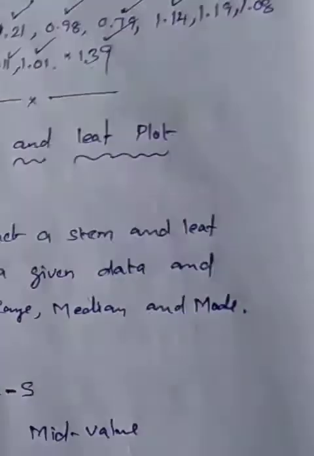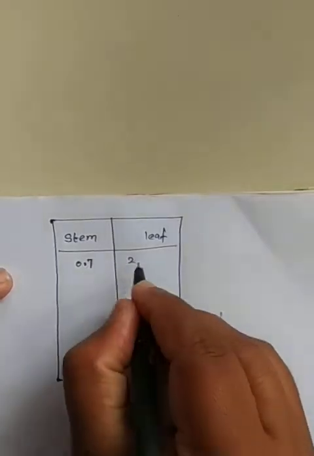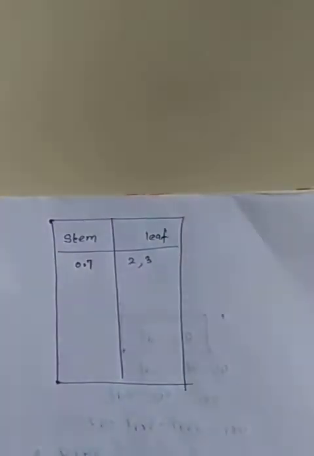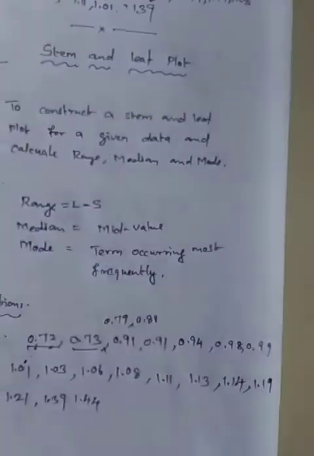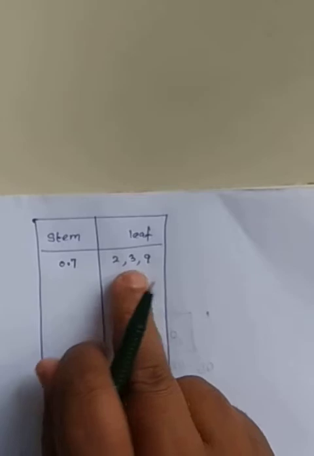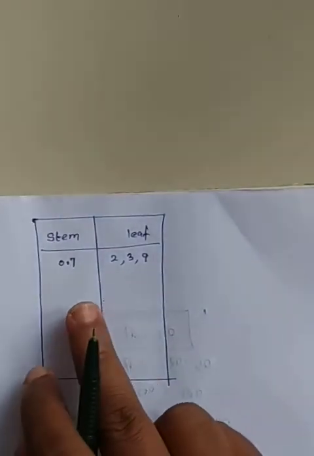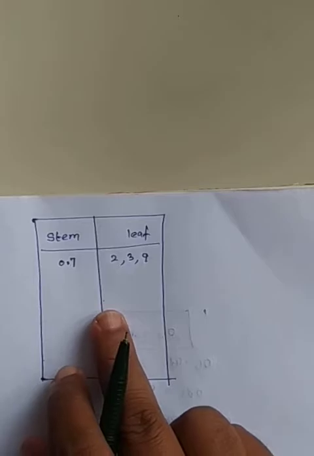Okay, so the next one, what is that? Same thing, 0.73. So actually 0.7 is there, and one more leaf is 3. Likewise, the next one is 0.79. So 0.7 is there, and you just write 9 here. So only the leaf you are writing. Mind you, the stem you are not writing again.